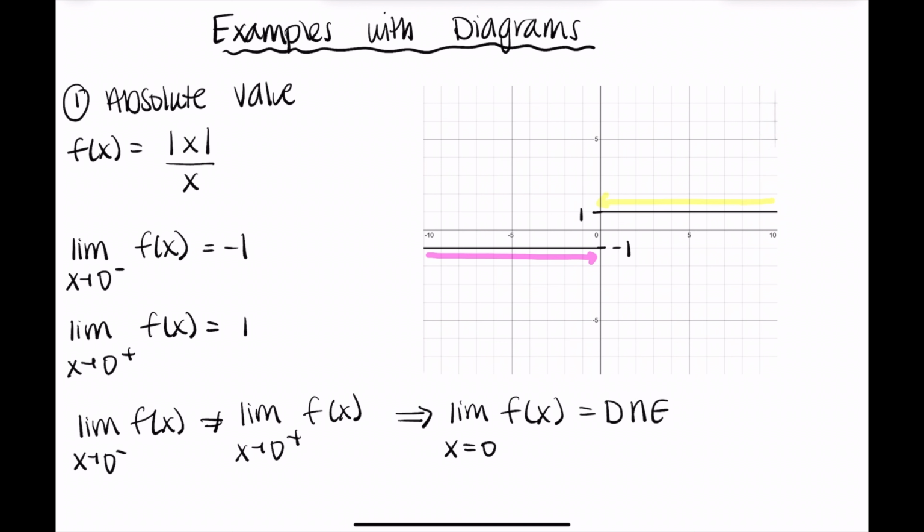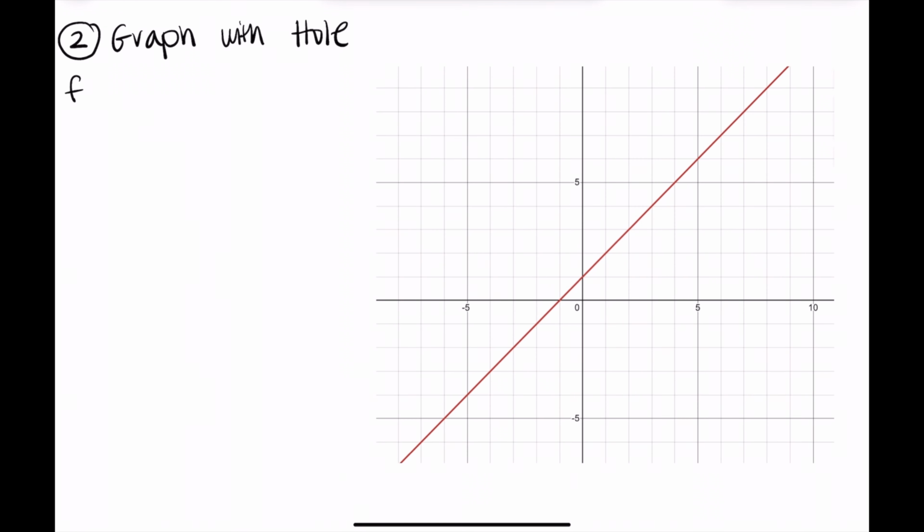So that wraps up our first example. This was an absolute value example. The key for all of these is to try to graph it first. The next example we have is going to be a graph with a hole. Our function here is x squared minus 1 divided by x minus 1.